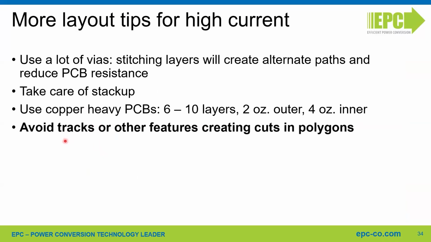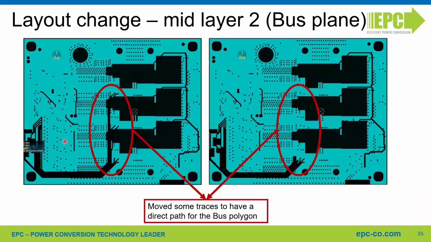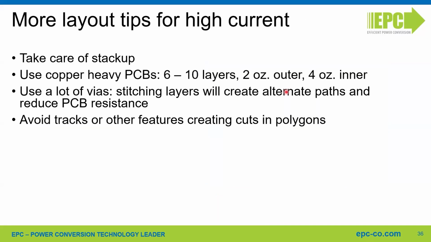Then it's needed to avoid cutting polygons with tracks. So in this example, you have this layer where the copper polygon is interrupted by routing of signal tracks. Those tracks have been moved to another layer and the integrity of the copper polygon is restored.